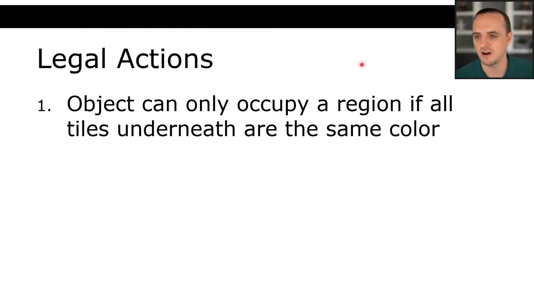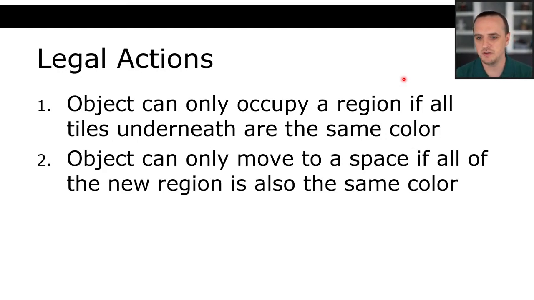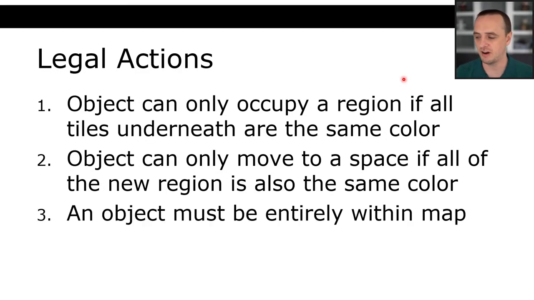So, what are legal actions? An object can only occupy a region if all of the tiles underneath are the same color. I'm going to read these out and then we'll go through examples. Now we have object sizes as well, so an object is going to occupy multiple tiles. That means in order for an object to legally be at a specific tile, all of the tiles that it occupies have to be the same color. An object can only move to a space if all of the new region is the same color as well. So you're not just checking one location this time, you're checking multiple locations to see if they're all the same color.